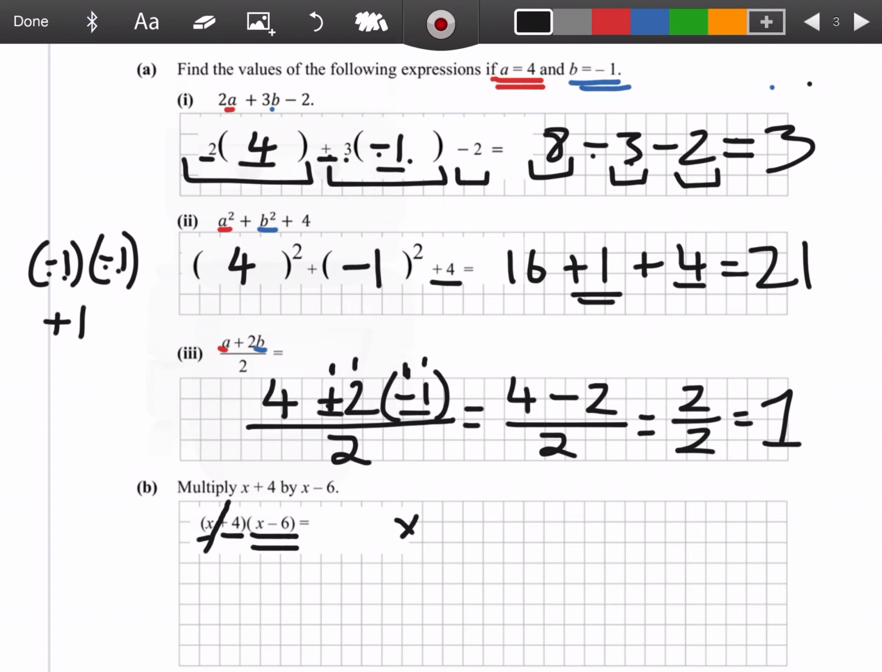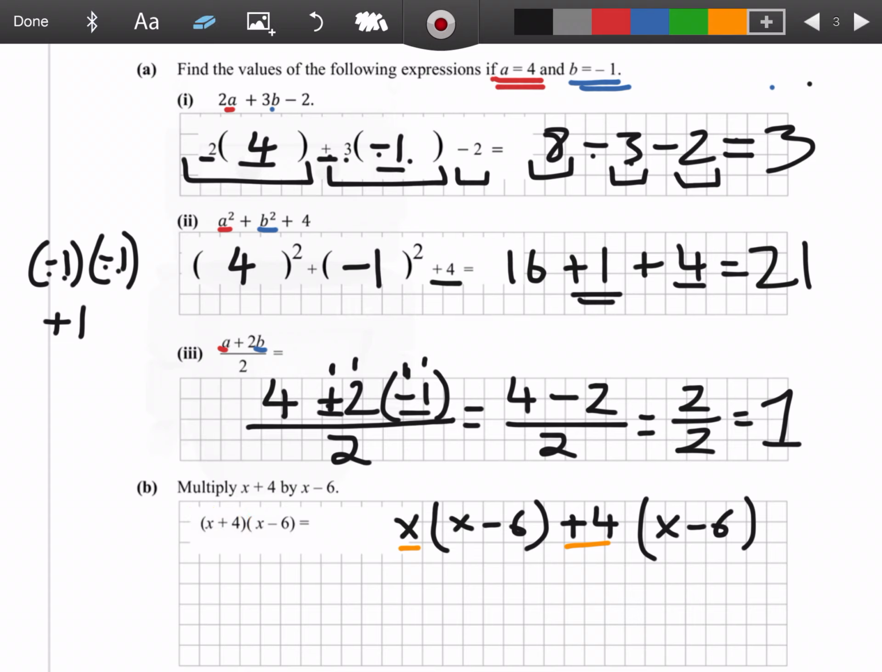So I've got x is going to multiply by the whole of the second bracket. And then I've got the plus 4. And look, I've got that plus in there. I do not forget that. That has to stay there, okay? Plus 4 by x minus 6. Now that I have it, I've got everything in the first bracket, the x and the plus 4, are both multiplying by the second part. So everything in the original question is multiplying by what I wanted to. So each part is multiplying.